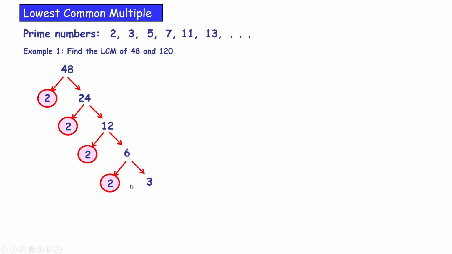Both are prime. So we can say that 48 is equal to 2 to the power of 4 times 3.